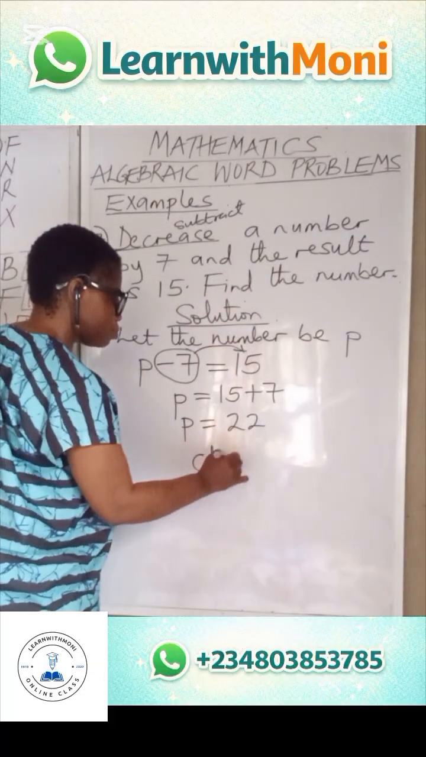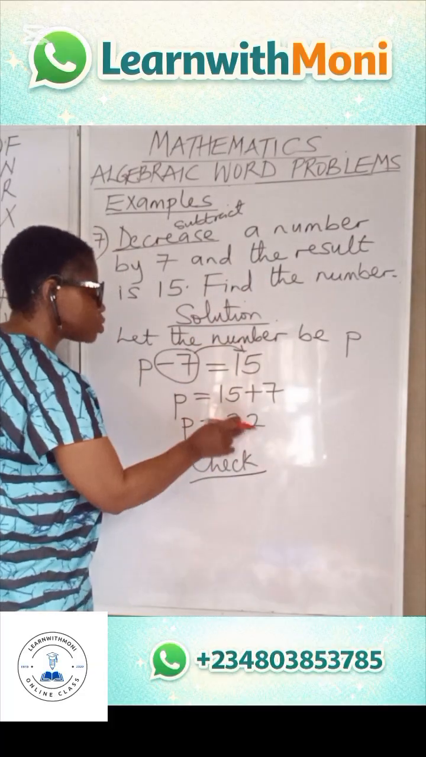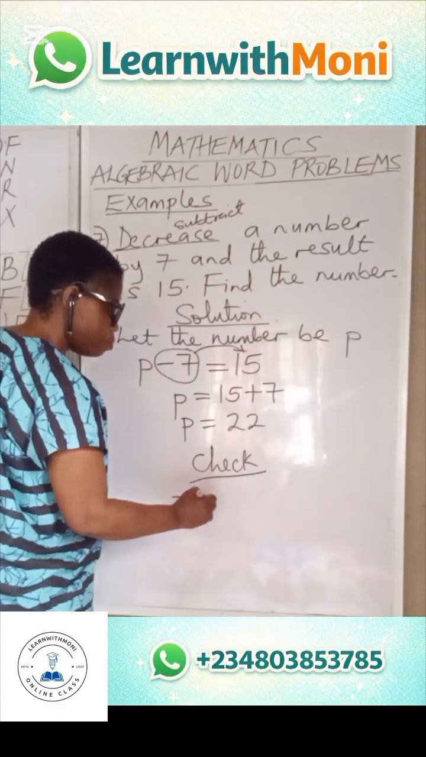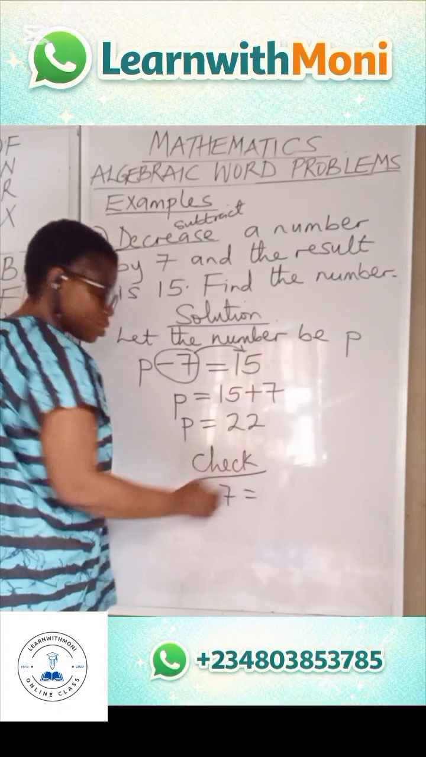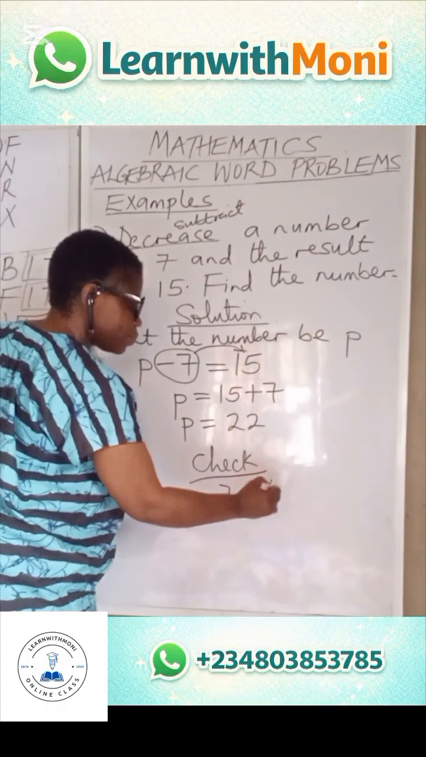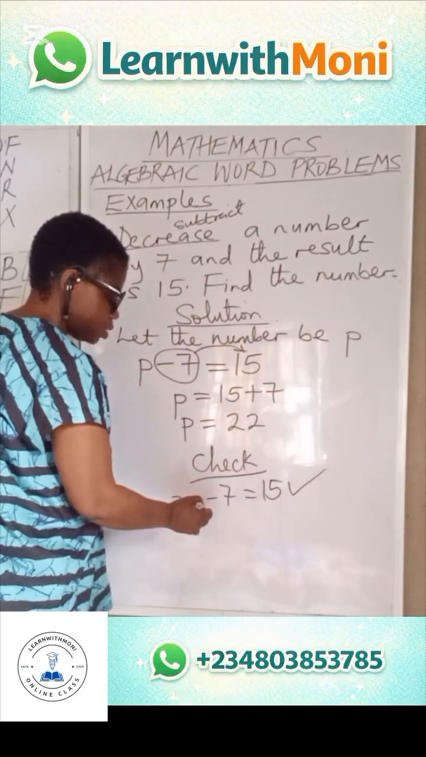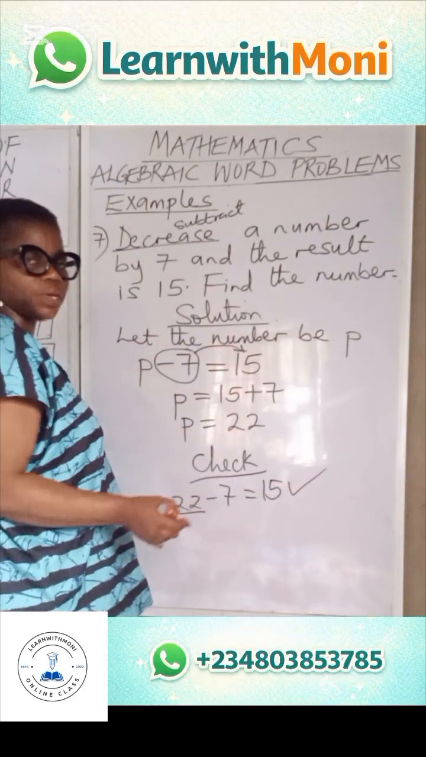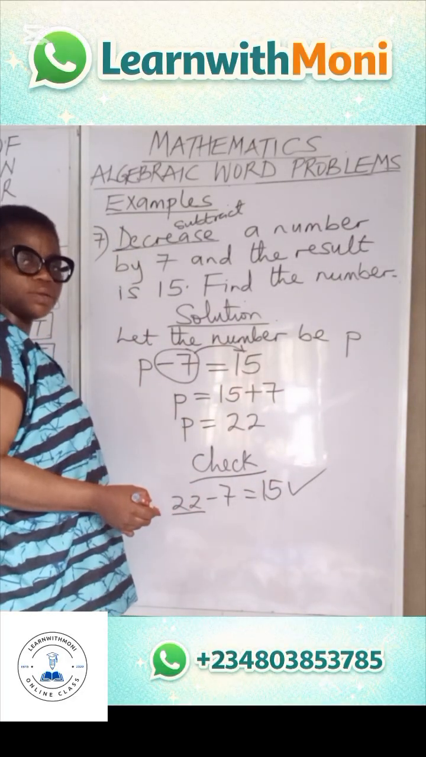Let us check. When you decrease 22 by 7, what answer does it give? Does it give 15? Yes, it does. Then 22 is the p that we need to find.